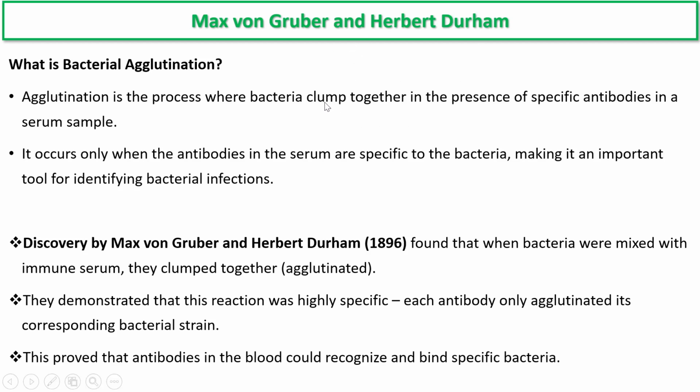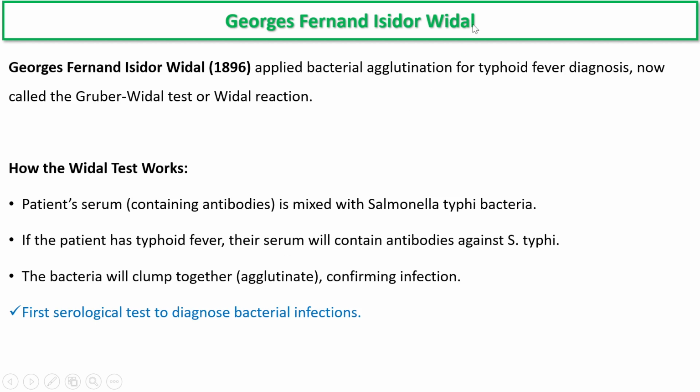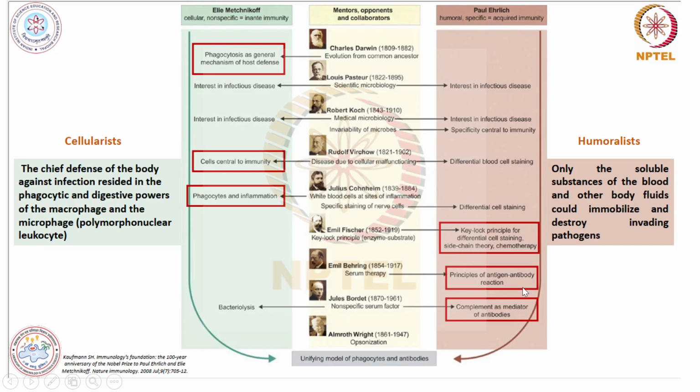Their theory was that bacteria clump together in the presence of specific antibodies in a serum sample, and each antibody only agglutinated its corresponding bacterial strain. And using their concept, Widal gave the Widal test, which is commonly used for the detection of Salmonella typhi infection. From here, we have seen the cellularist and humoralist theories.